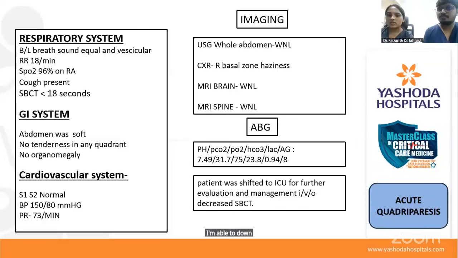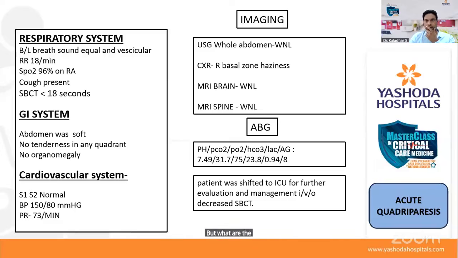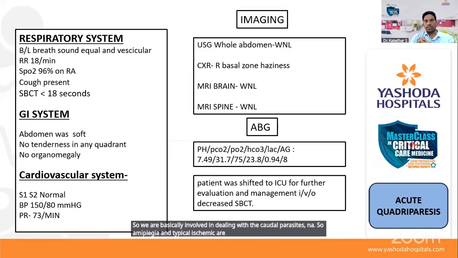So if any lesion is affecting the brain, let's say the patient has presented with stroke, it usually presents with contralateral weakness of one half of the body. But what are the CNS disorders that can directly present with quadriparesis? We are basically involved in dealing with quadriparesis. So hemiplegia and typical ischemic or hemorrhagic stroke cannot be like that. But which part of the brain, if involved, can give acute quadriparesis?